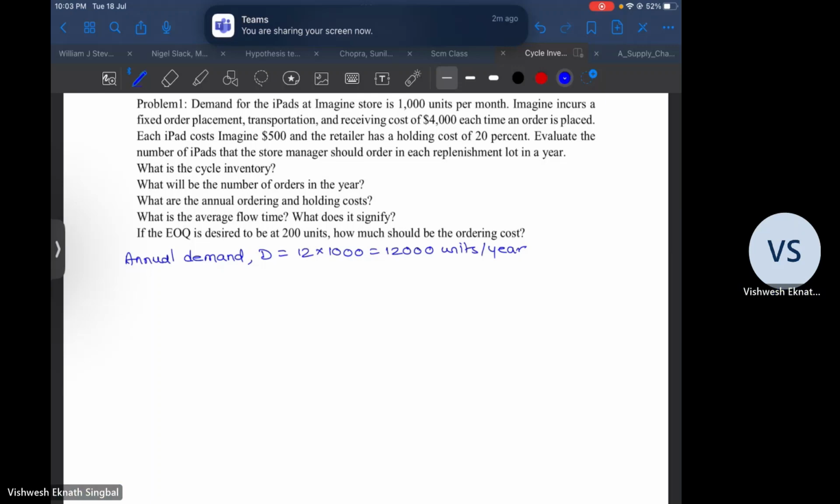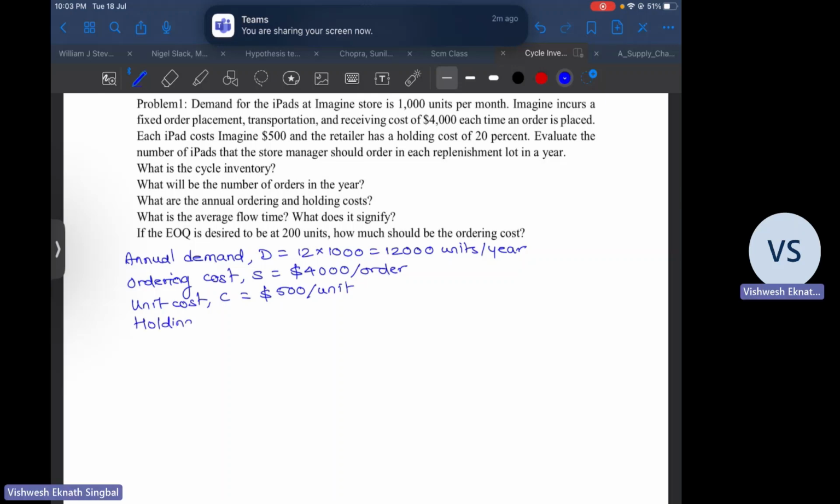Next, we have the ordering cost denoted as S, which is $4,000 per order. Then we know the unit cost denoted as C is $500 per unit, and the holding cost, that is H, is 20% of the unit cost.